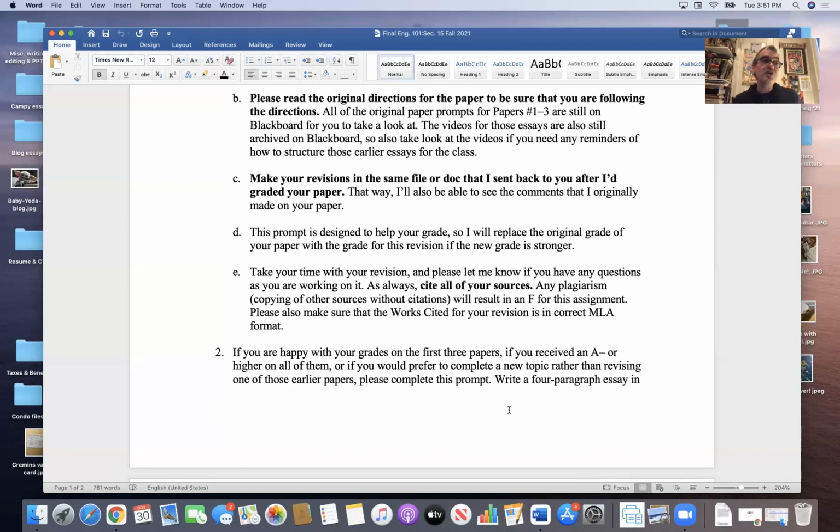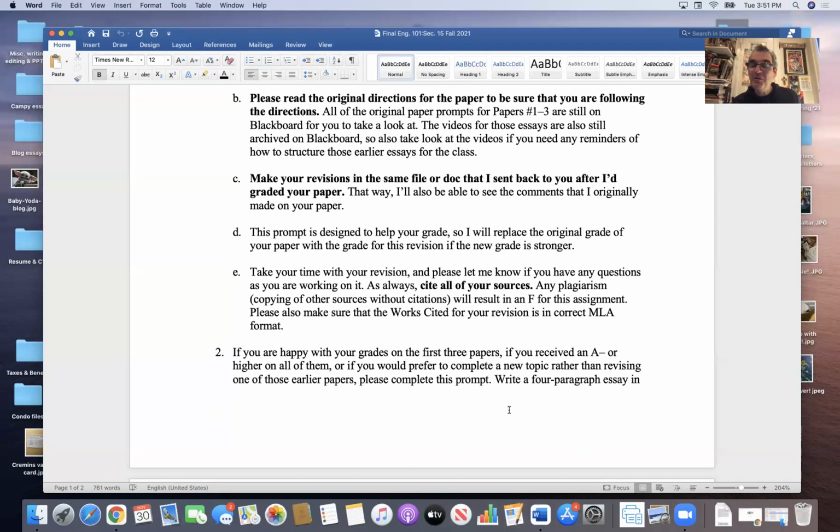Again, the more changes you make based on what I suggested to you, the better you'll do. I also recommend picking the weakest paper, even if you have a B or a B plus, but you have another paper that was a C or a D. There's going to be more that you can work on with the C or the D paper. Ultimately, that's going to raise your grade more than just getting an extra couple of points for a paper that was already a B or a B plus. So that's something else to keep in mind, but ultimately it's your decision on which of these papers you want to revise.